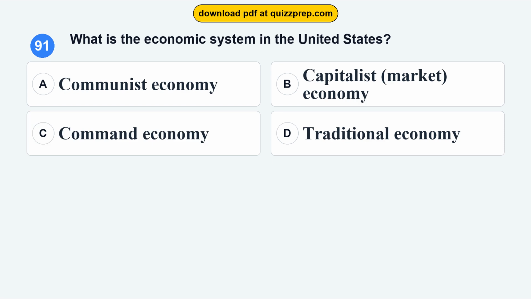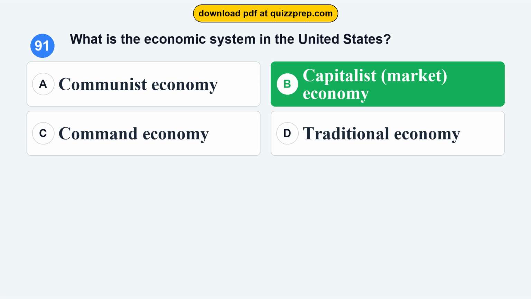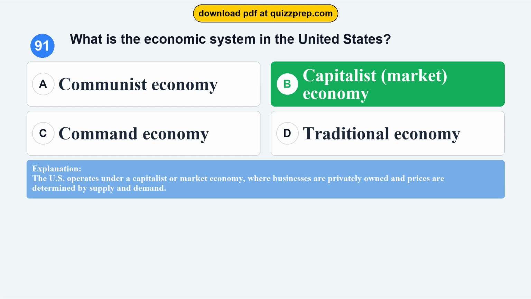Question 91. What is the economic system in the United States? Option A. Communist economy. Option B. Capitalist, market, economy. Option C. Command economy. Option D. Traditional economy. The correct answer is option B. Capitalist, market, economy. The U.S. operates under a capitalist or market economy, where businesses are privately owned and prices are determined by supply and demand.